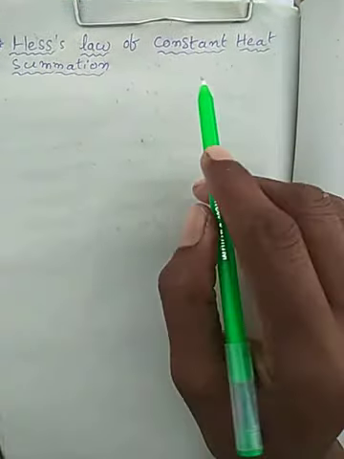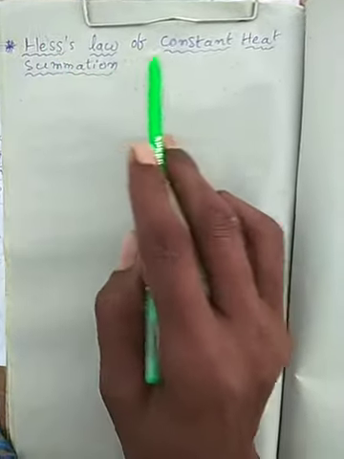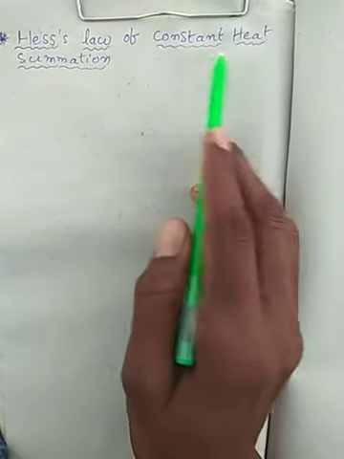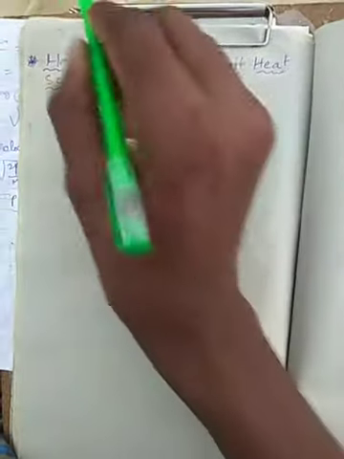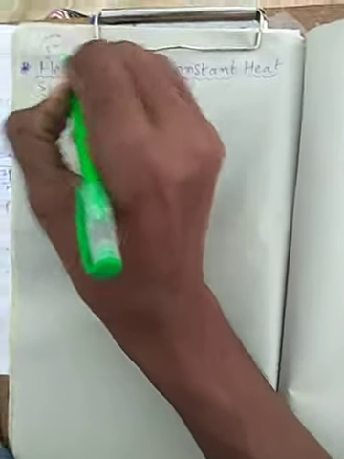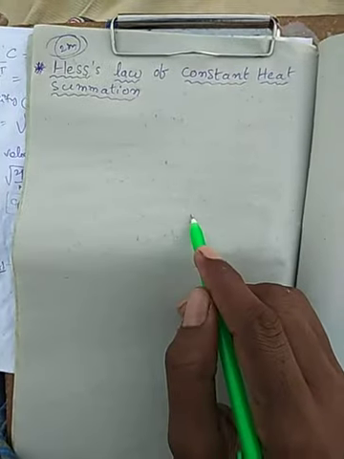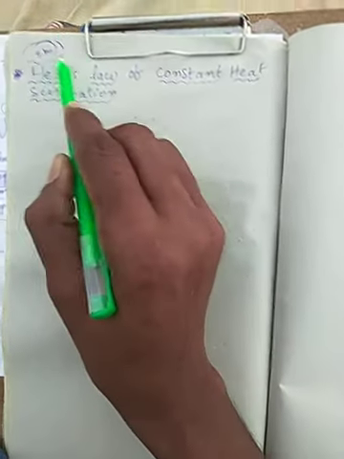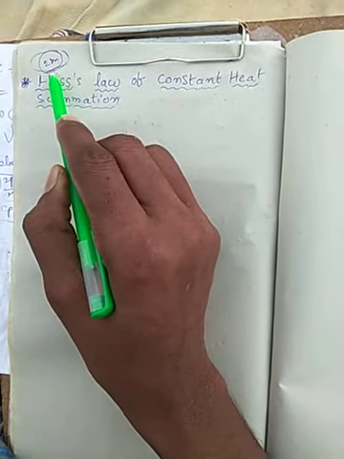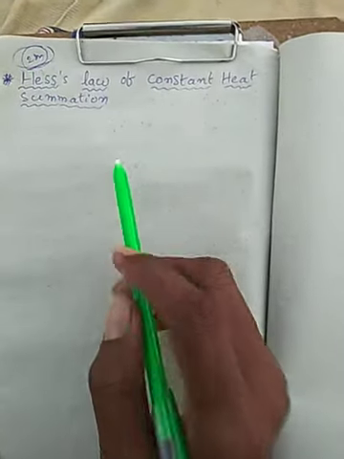Today I am going to explain the thermodynamics topic. The concept is Hess's law of constant heat summation. This is a very important 2-mark question in the board exam. Previously, a lot of times they have given this as a repeated question, so it is very important from the board exam point of view. Please be careful with this question.